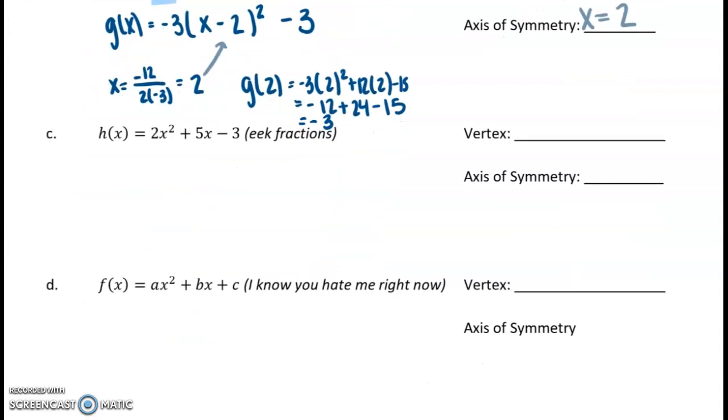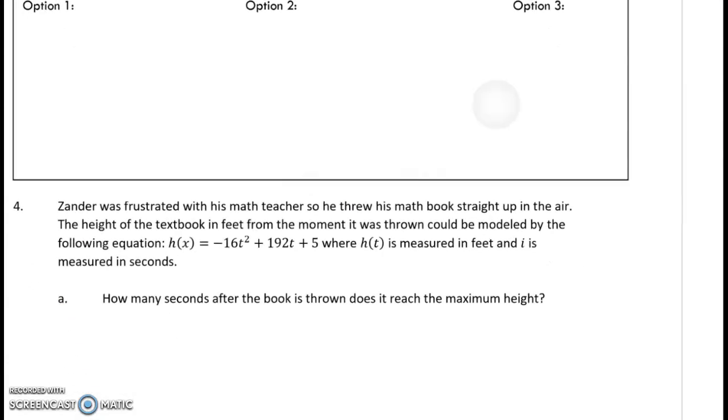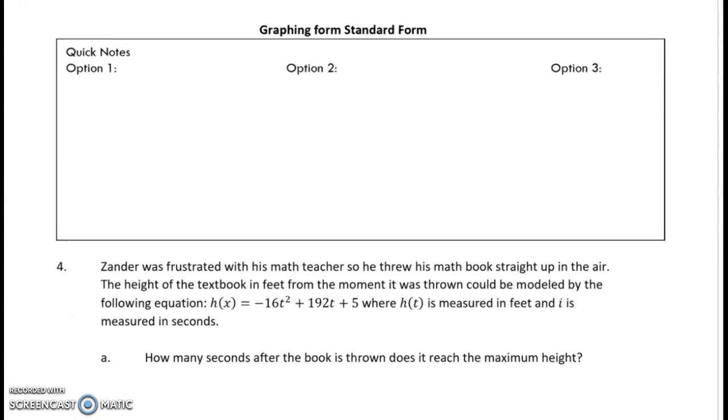All right, C and D are a little trickier. We're going to skip those. We can talk about those more when I get back. But as for here, a couple of things. So just a quick reflection of what we briefly talked about.